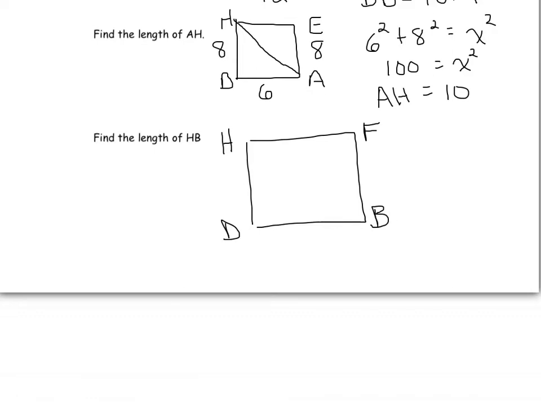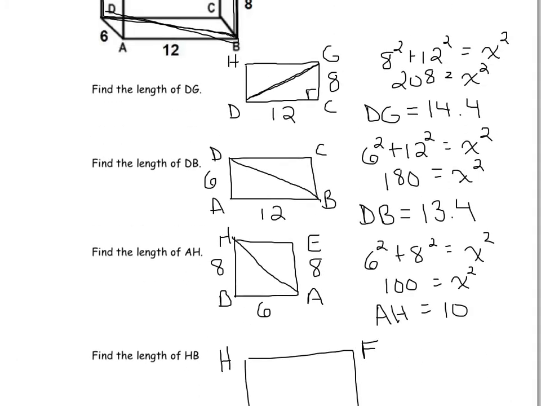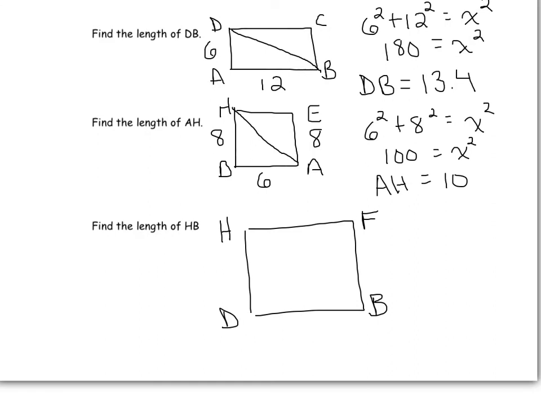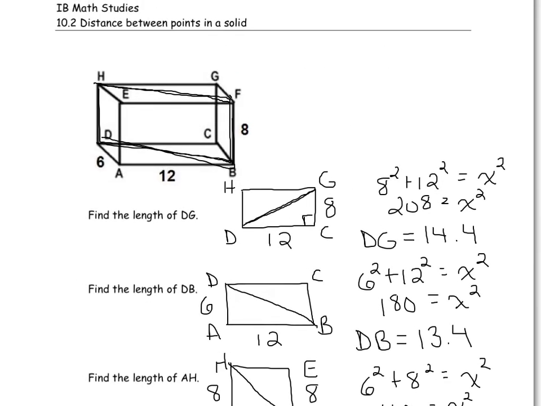HFBD. So let's look back at it. Do we know anything about those sides? Well, this side is 8, so this side is 8. 8 and 8. I wish we knew any of these other sides, because if you look at it, that's going across that diagonal right there. Didn't we find DB?